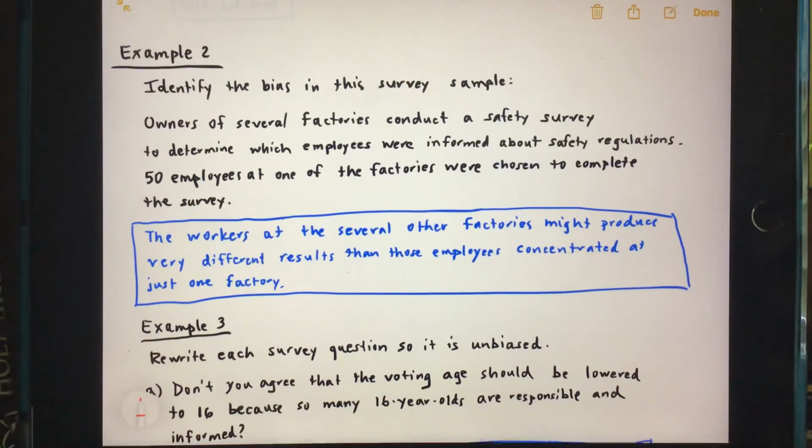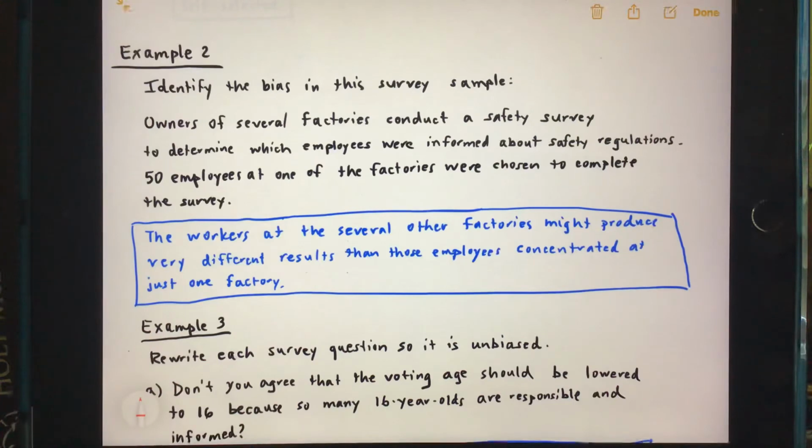The owners of several factories conduct a safety survey to determine which employees were informed about safety regulations. 50 employees at one of the factories were chosen to complete the survey. And remember, there were several factories. If we ask only the workers at one of those factories, that might not be representative of the entire population. Perhaps there are factories spread across the entire country, and perhaps the factories in California had really good training about safety, and perhaps those in, I don't know, Minnesota or Alabama didn't have particularly good trainings.